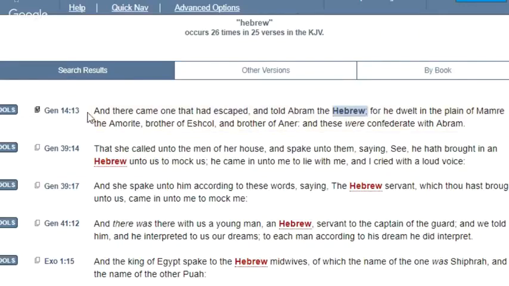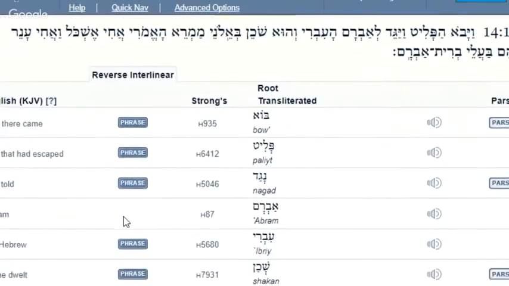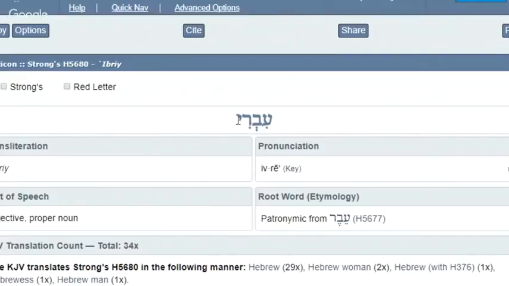Now when you look up this term, this word Hebrew in the actual Hebrew language is Ibar Yah. Now you notice that this is the Aramaean form. It's Ibar Yah.